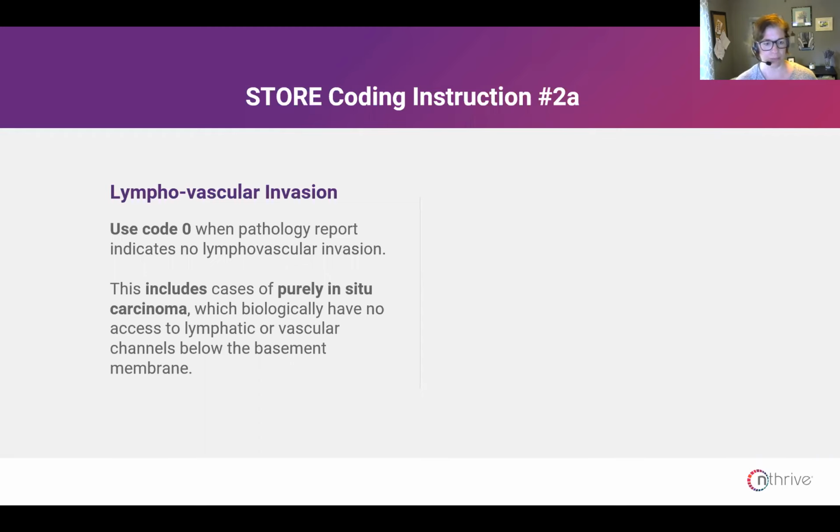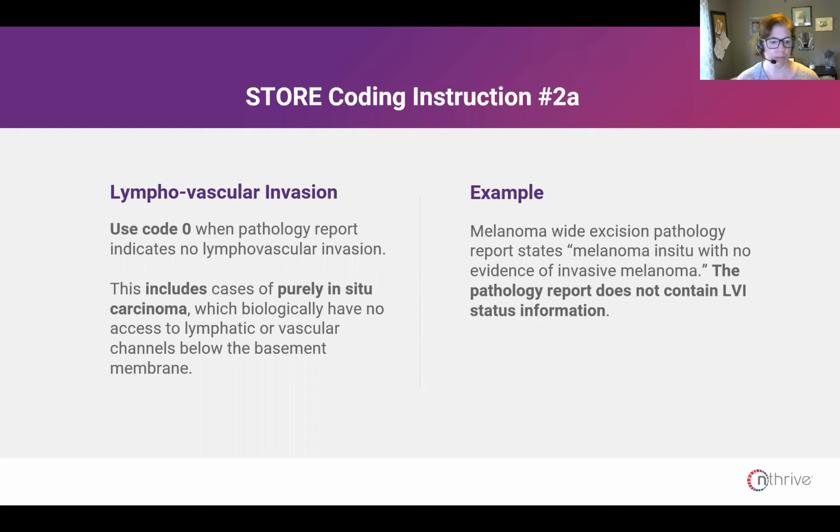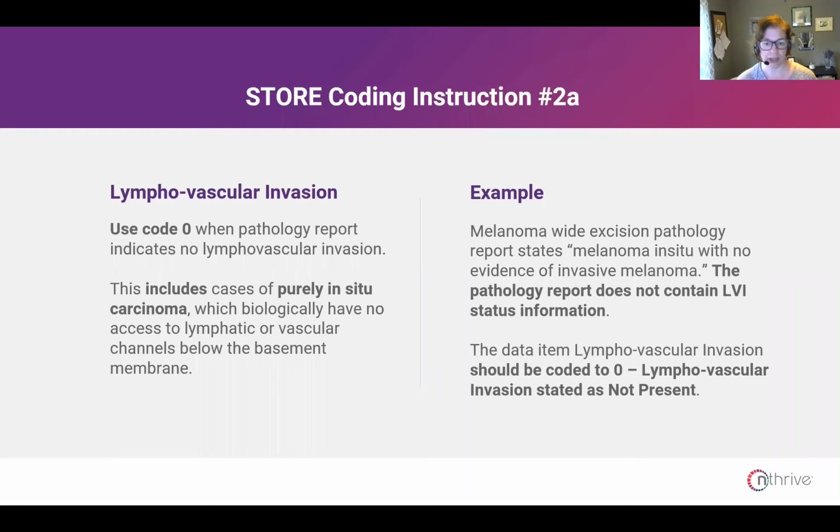So let's look at an example. We have a melanoma, for which a wide excision was performed, and the pathology report shows melanoma in situ with no evidence of invasive melanoma. The pathology report contains no line for the lymphovascular invasion status information within the protocol, which happens quite a bit. And when we're on autopilot, we may just code LVI to 9. But the data item, lymphovascular invasion, should be coded to 0. Lymphovascular invasion stated as not present.